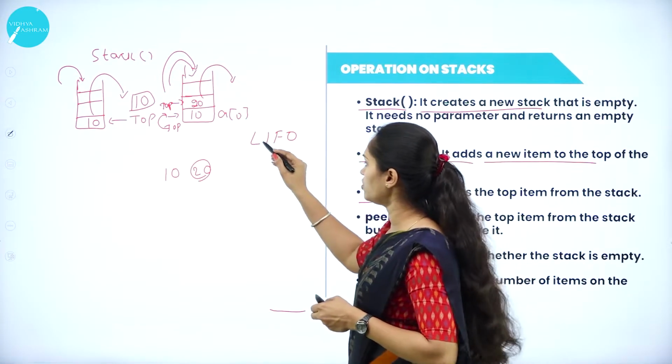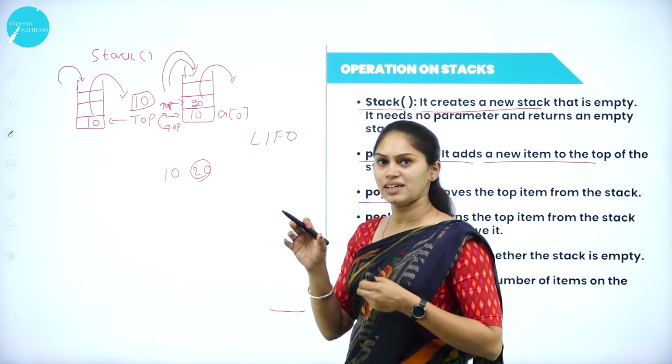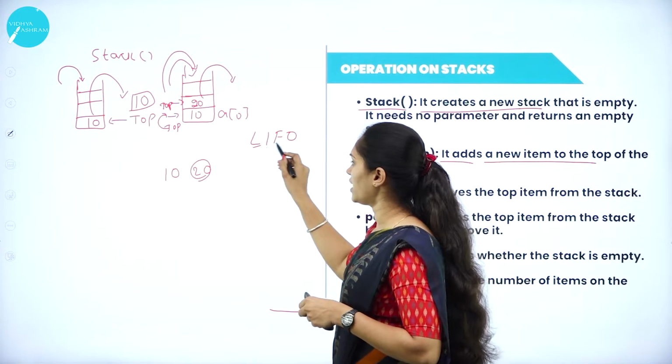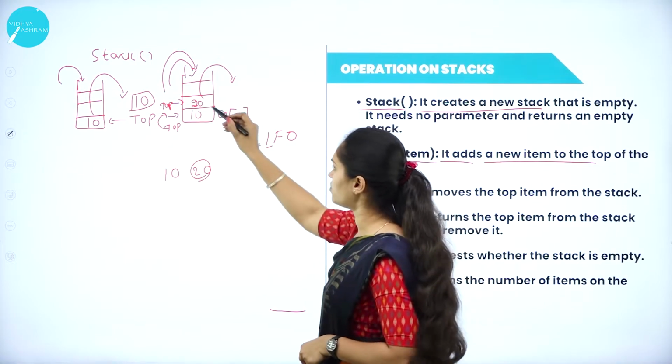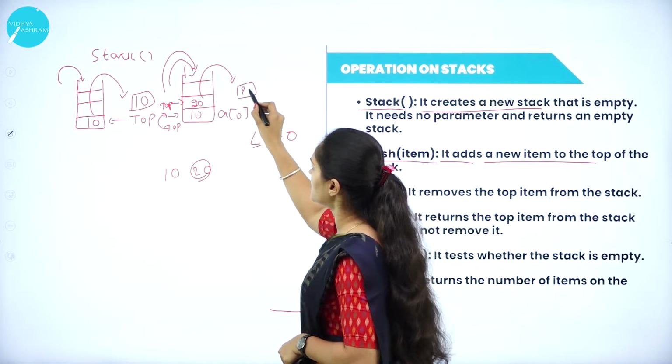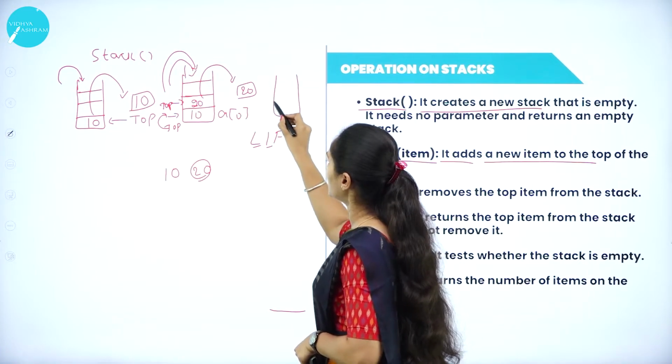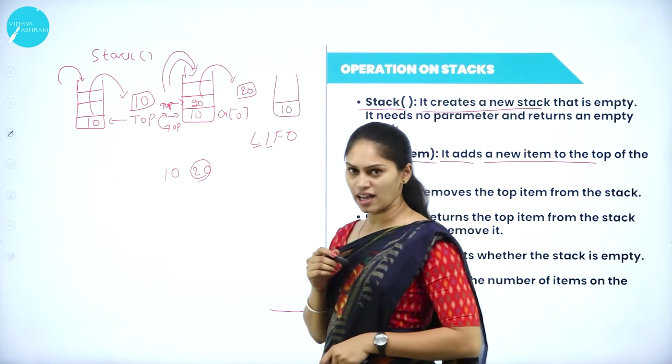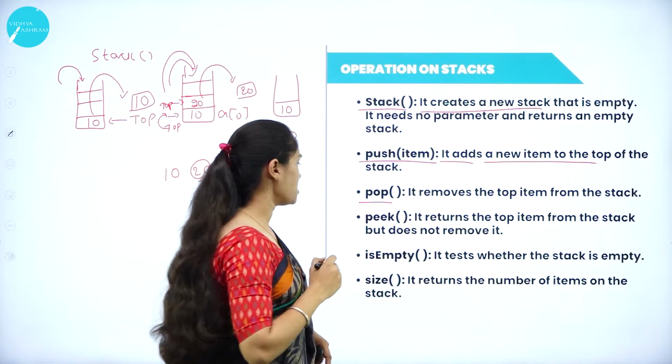So if I want to delete or pop that element from the stack, I am going to delete the last-most element, that is 20, which comes out of the stack. So as of now, my stack contains only 10. Okay, so which is the next one?